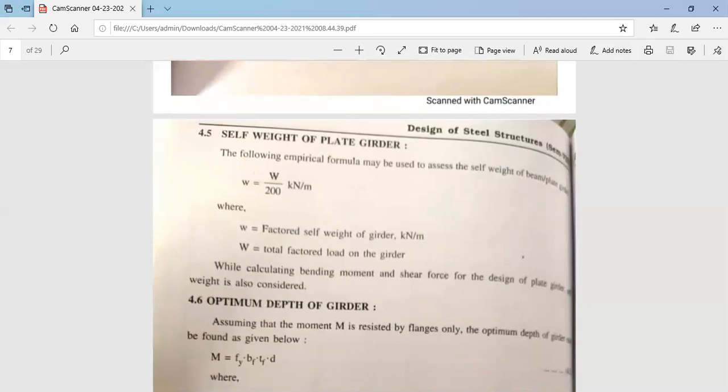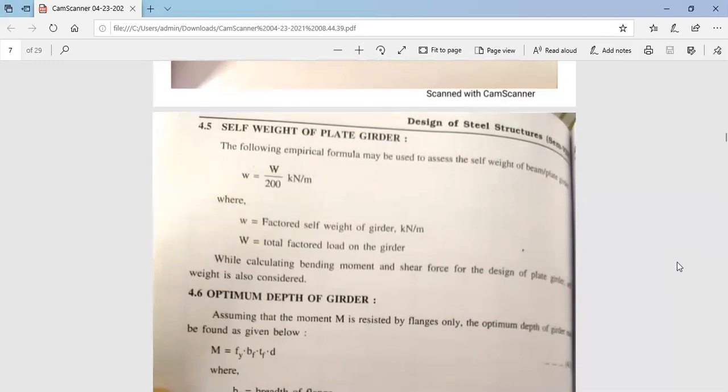Right. Next is the self weight of plate girder. The following empirical formula may be used to assess the self weight of beam or plate girder: w is equal to W by 200 kilonewton per meter, where w is the factored self weight of girder in kilonewton per meter, and W is the total factored load on the girder. So while calculating bending moment and shear force for the design of plate girder, self weight is also considered.